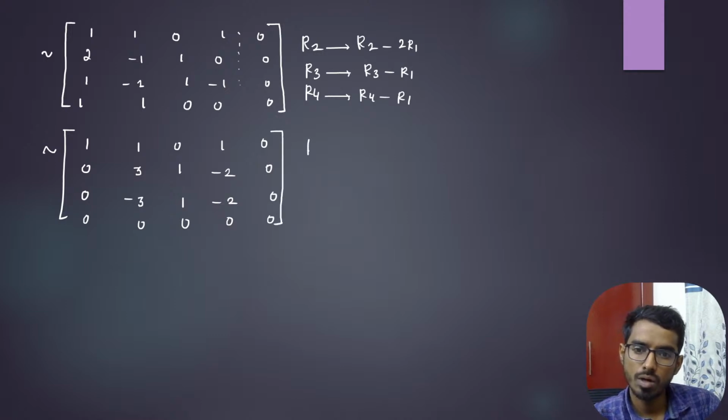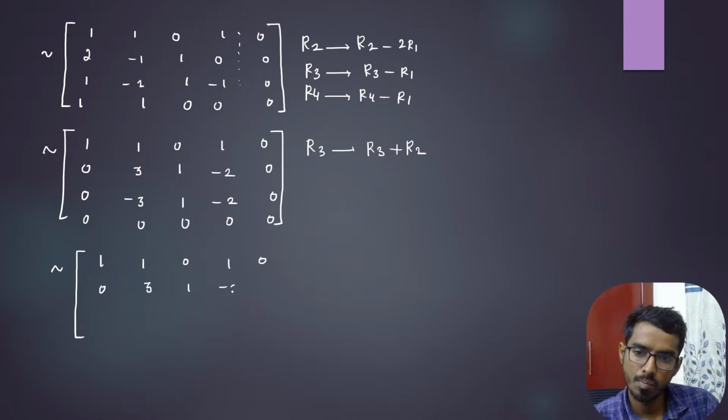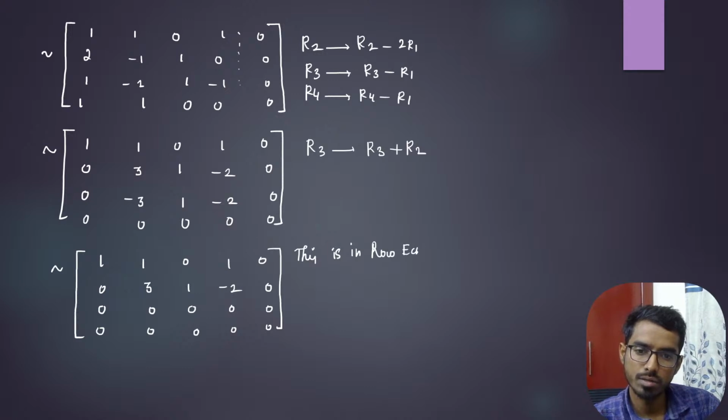Right? Now R3 is transformed to R3 plus R2. So this is equivalent to 1 1 0 1 0, 0 3 1 minus 2 0, 0 0 0 0 0, 0 0 0 0 0. So this is in row echelon form, right?